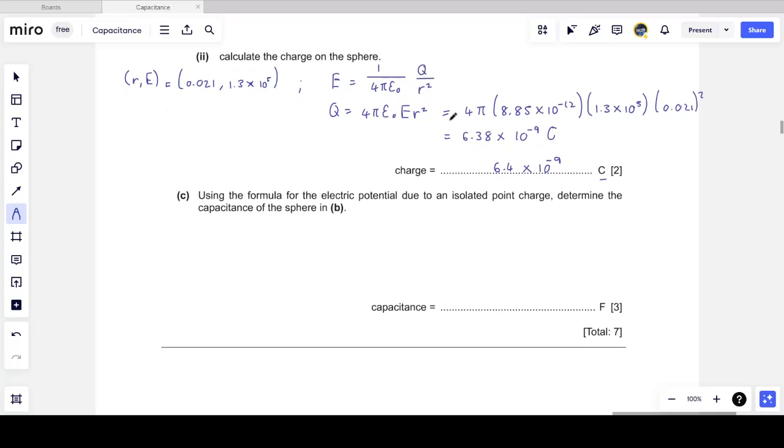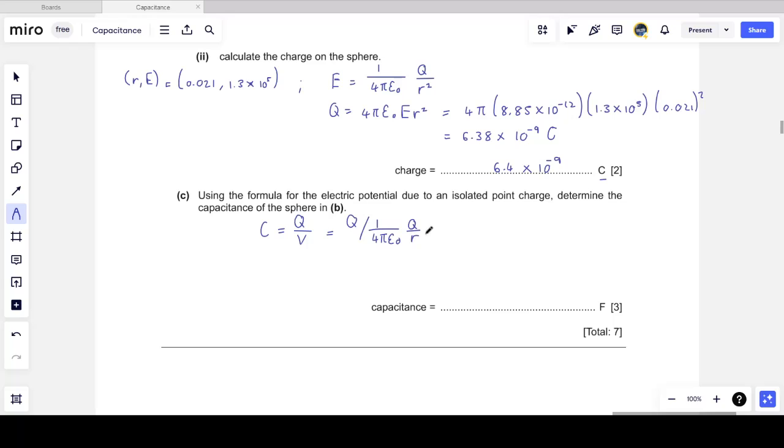We are then told that using the formula for the electric potential due to an isolated point charge, we are asked to determine the capacitance of the sphere. So there's a question on capacitance, albeit quite briefly. Now, what is capacitance? By definition, capacitance is charge per unit potential. So it's the charge Q, and you can see that this question links to the previous one, divided by the potential. Now, I'm going to consider the surface of the sphere, and I'm going to write the potential as 1 over 4 pi epsilon naught Q over R.